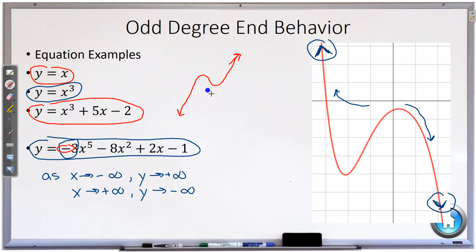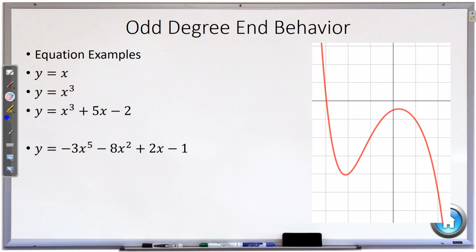Okay? So if your first degree is positive, that's what you look like. If that first term is negative, it will look something like that. You can see they are both just flipped. All right, so that's our end behavior of odd degree polynomials.